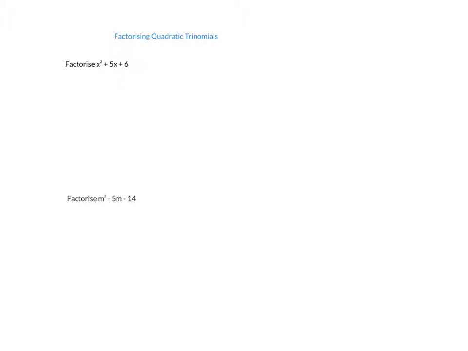Okay, let's have a look at some factorising of quadratic trinomials. Quadratic trinomials: a quadratic means that the highest power of x will be x squared, and trinomials means there's three terms in it. There's a few different ways that I've seen these being explained. One I find works for students that I teach.